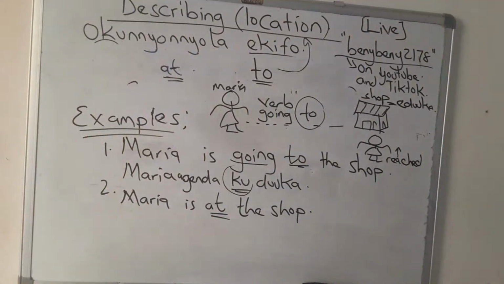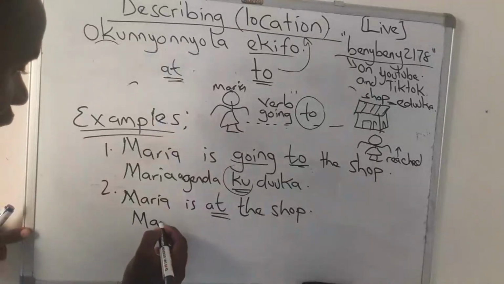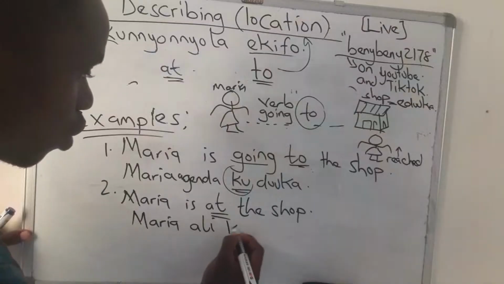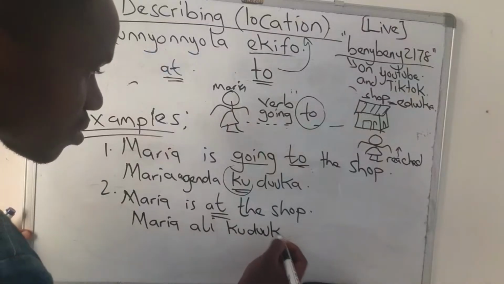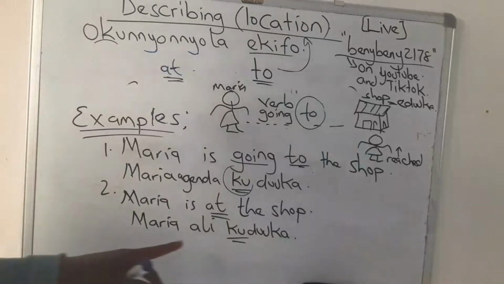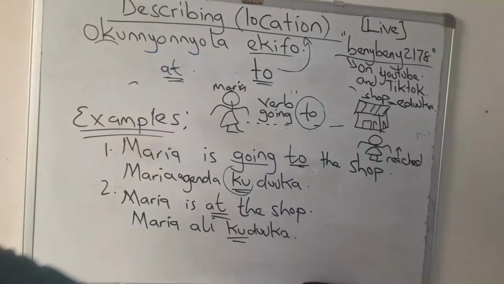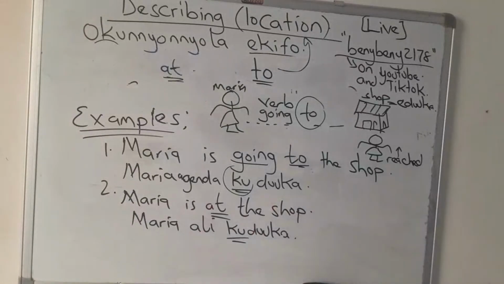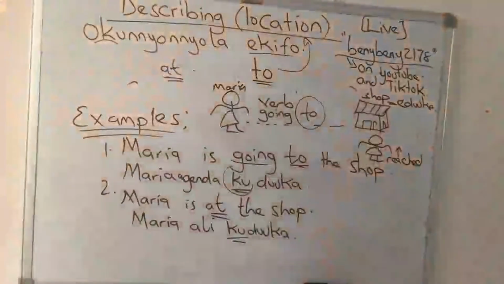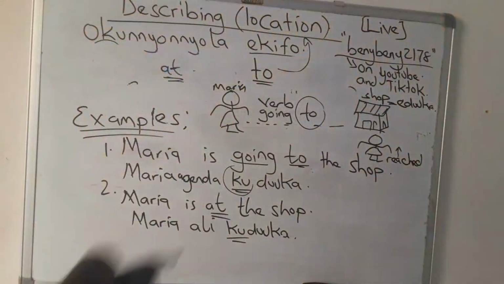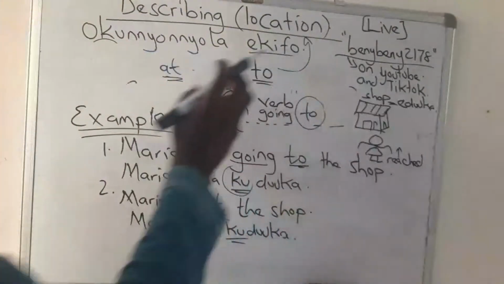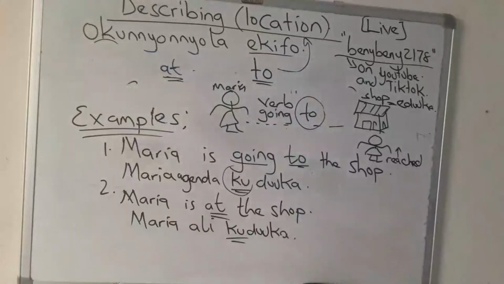In Luganda we say Maria ali kuduka. Good. Maria ali kuduka. Maria is at the shop. Once again, we use at when something is stationed at that position, whereas we use to when something is just in motion.